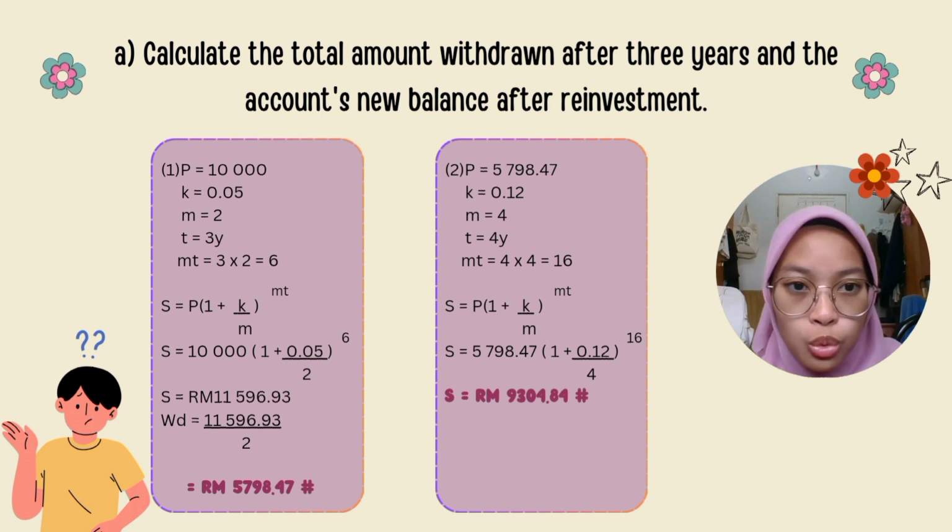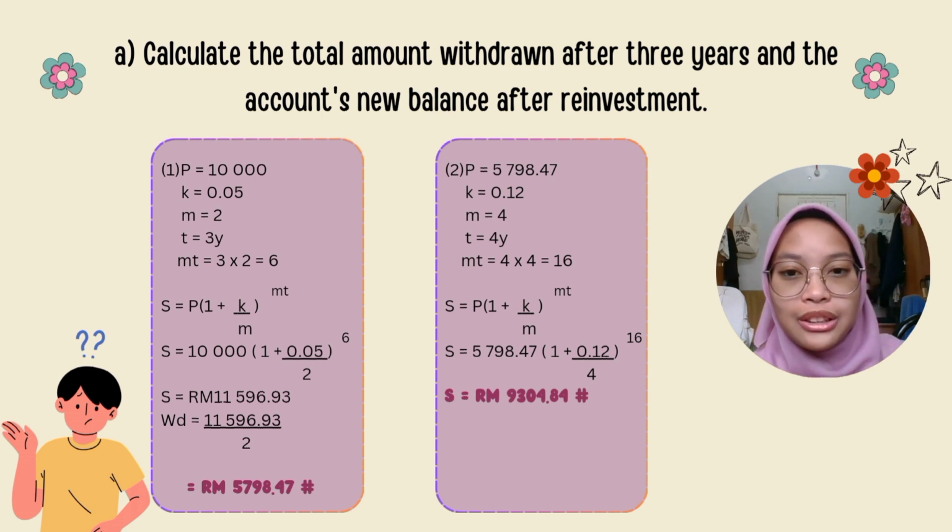So we have to divide by 2. So 11596.93 divided by 2, we will get RM 5798.47. Next, we have to find the new balance after reinvestment. So we will use the balance after he withdrew. So S equals 5798.47 in brackets 1 plus 0.12 over 4, to the power of 16.